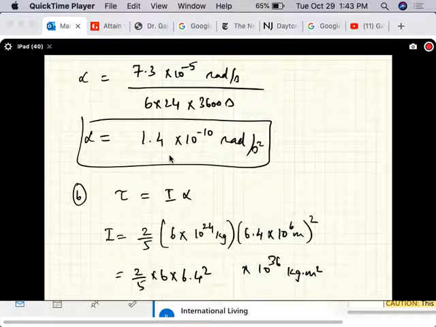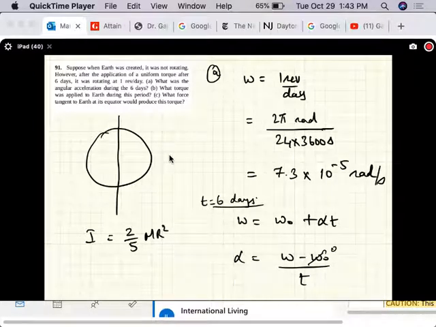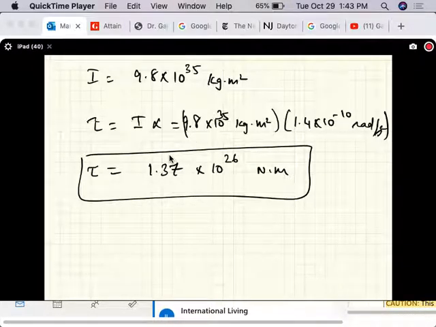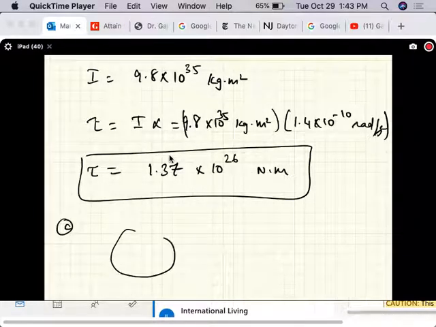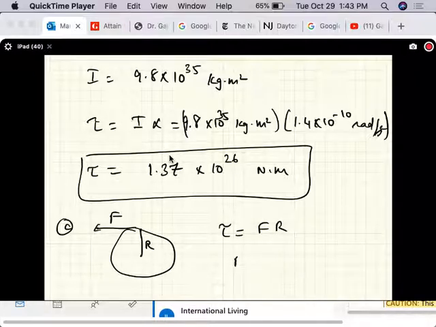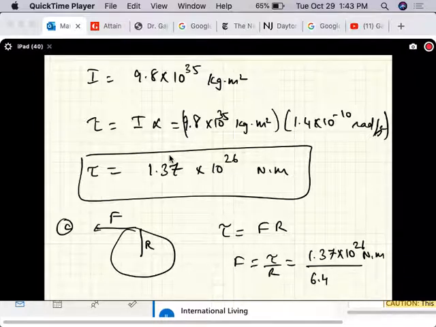from rest. Now, what force tangential to the Earth at the equator would produce this torque? Here is the Earth. You're applying this force tangent to the equator, and this is a top view. So torque is F times R, so force is torque divided by R. So 1.37 times 10 to the power 26 newton meters, and the radius of the Earth, remember, is 6.4 times 10 to the 6 meters.